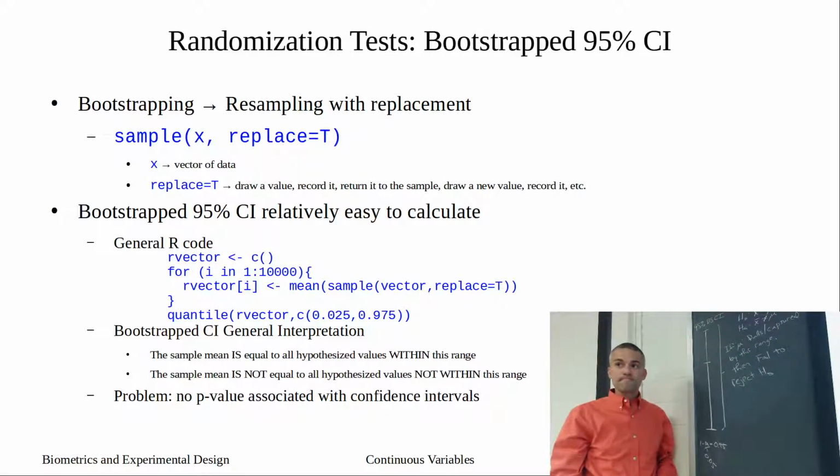Okay? This gives us 95% of the values here, and then outside we've got 2.5% below and 2.5% above, which gives us that alpha level of 0.05. All right?